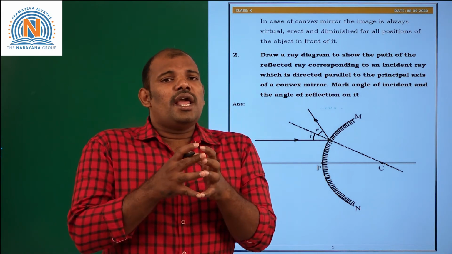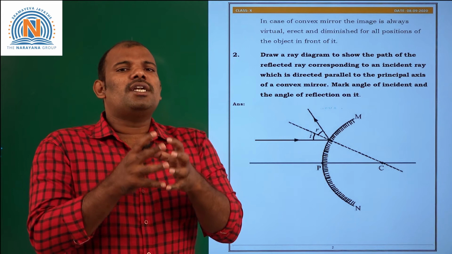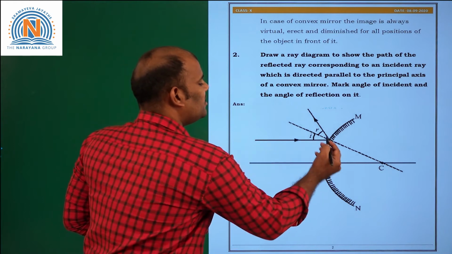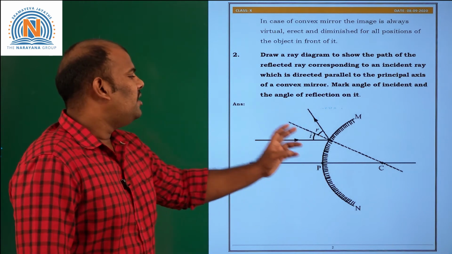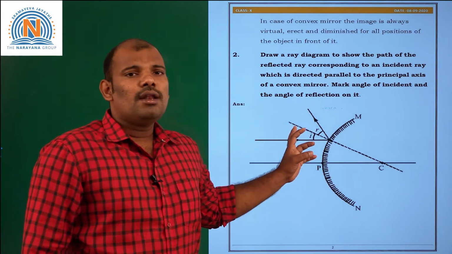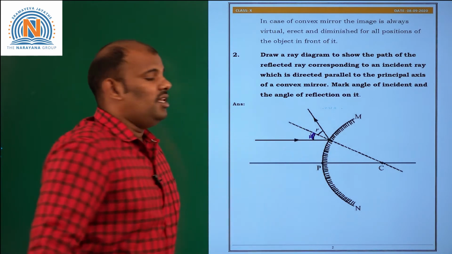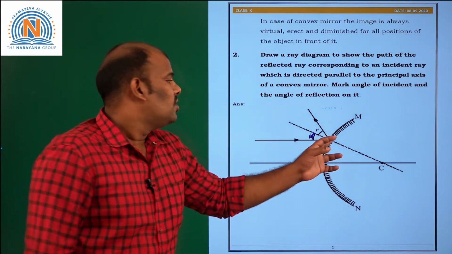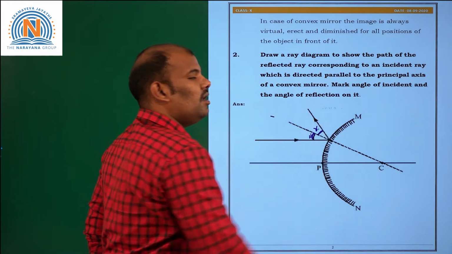Whenever the incident ray is parallel to the principal axis, in case of a convex mirror, the reflected ray appears to come from the focus. So we are sending an incident ray which is parallel to the principal axis, and so you have to draw a center of curvature, that means you have to draw a normal. So from there you are pointing angle of incidence. So here this is a convex mirror, so it will reflect back in this direction. So here this is angle R.